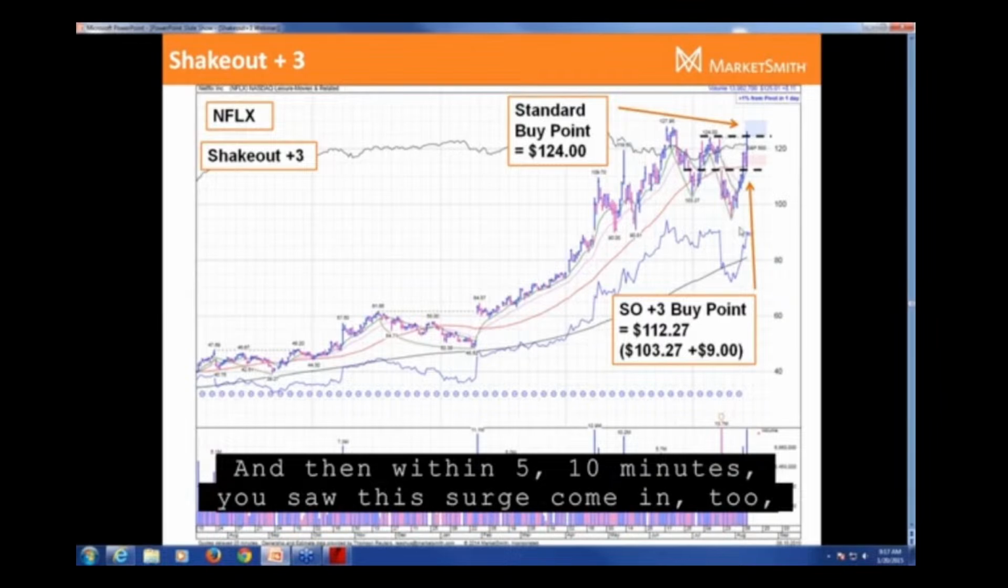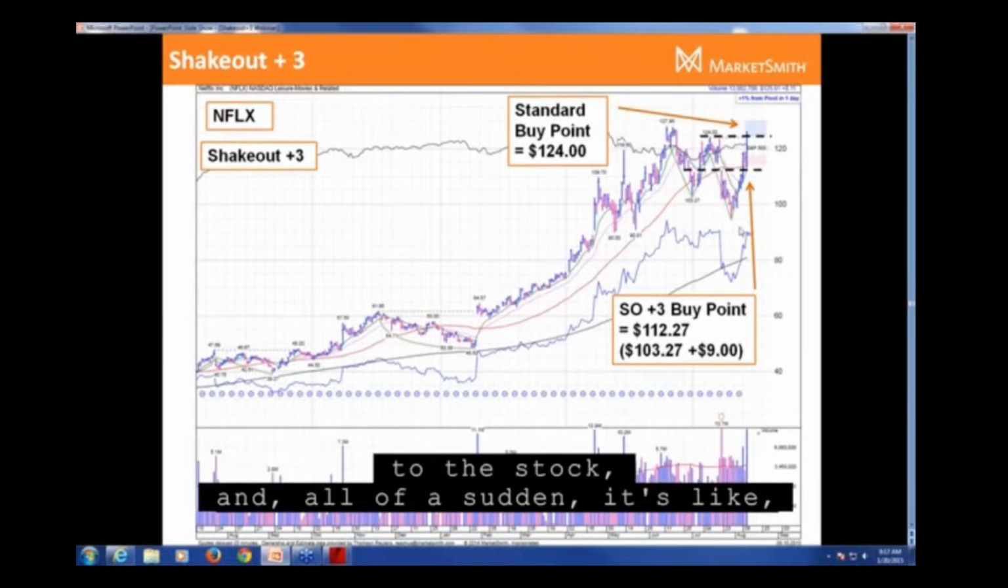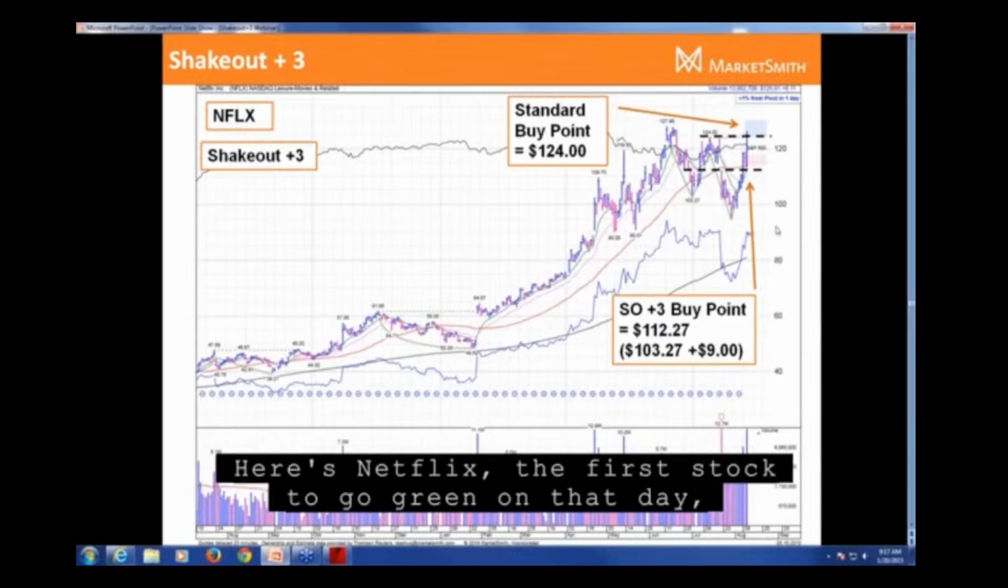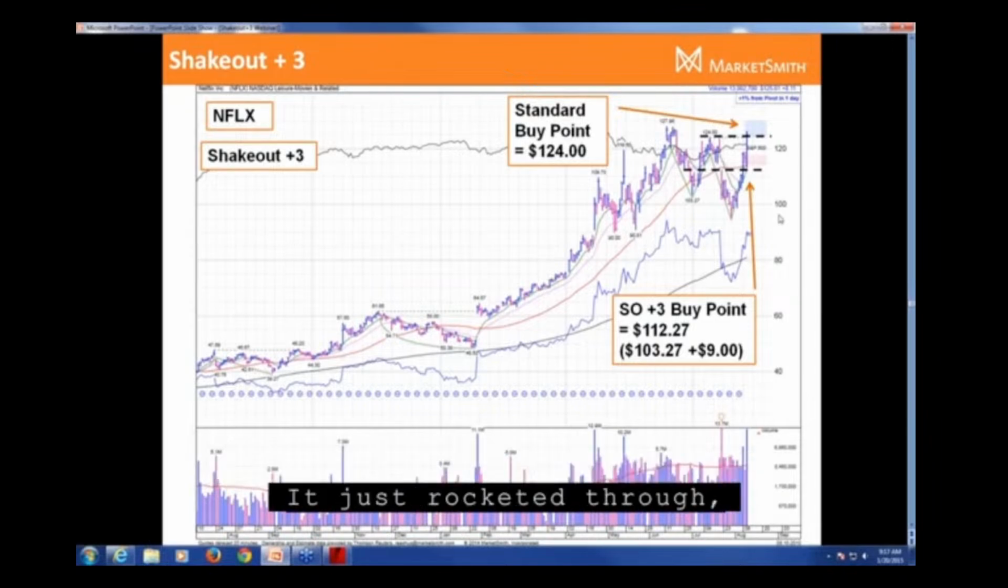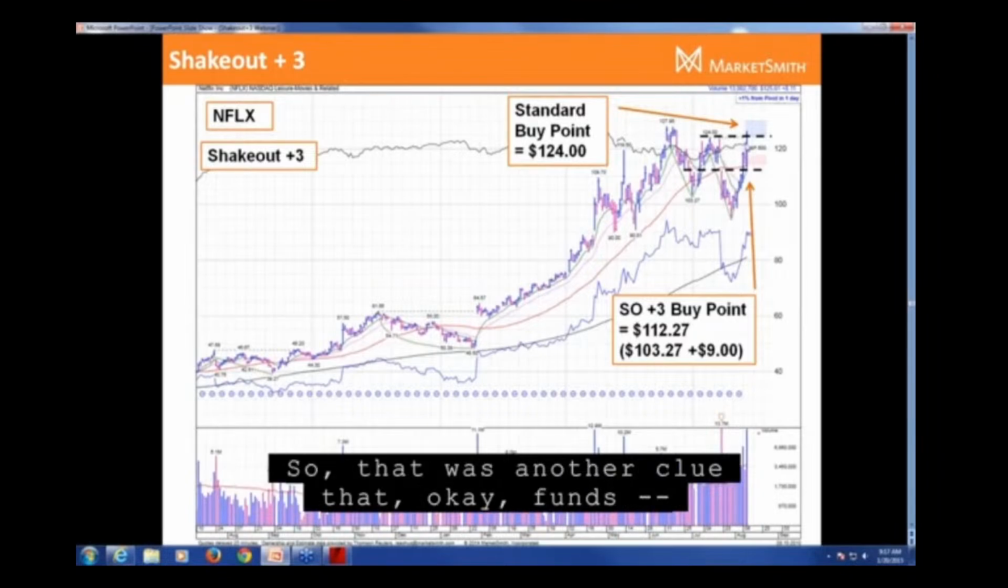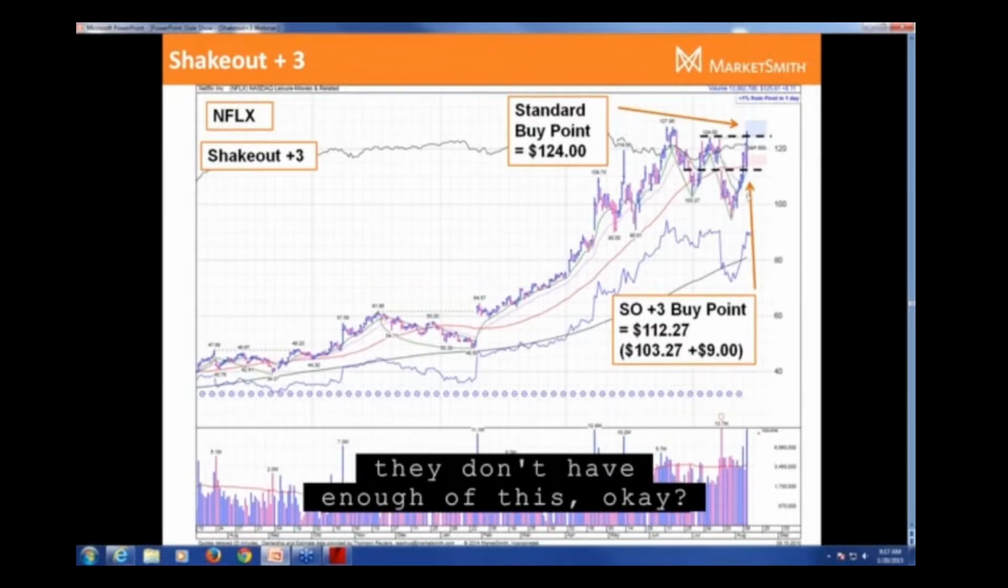And then within 5-10 minutes, you saw this surge coming to the stock. And all of a sudden it's like, wow, what is going on here? In this terrible day, here's Netflix, the first stock to go green on that day. And it didn't stop. It just rocketed through, went right through the standard buy point too. So that was another clue that, okay, funds, they don't have enough of this.